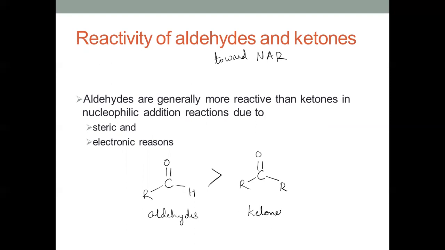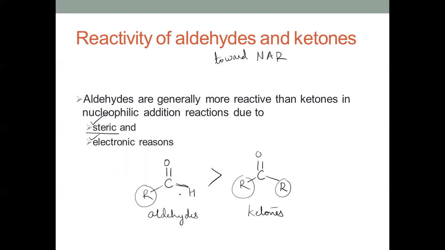Why? Because of two reasons. One is steric reasons and the second one is electronic reasons. See, what are steric reasons? Here you can see clearly that in aldehydes there is only one R group present and the other one is a H, but here two R groups are present.